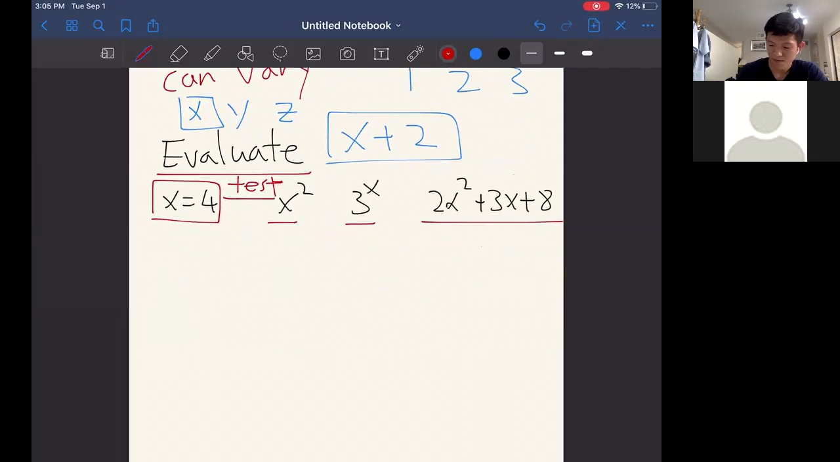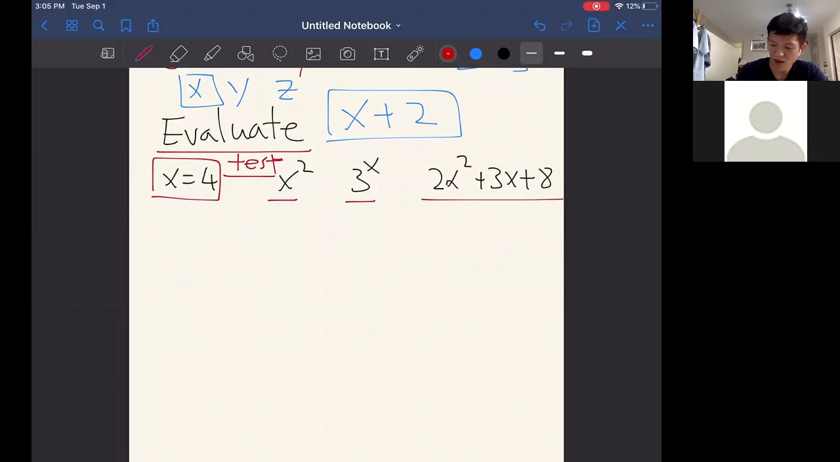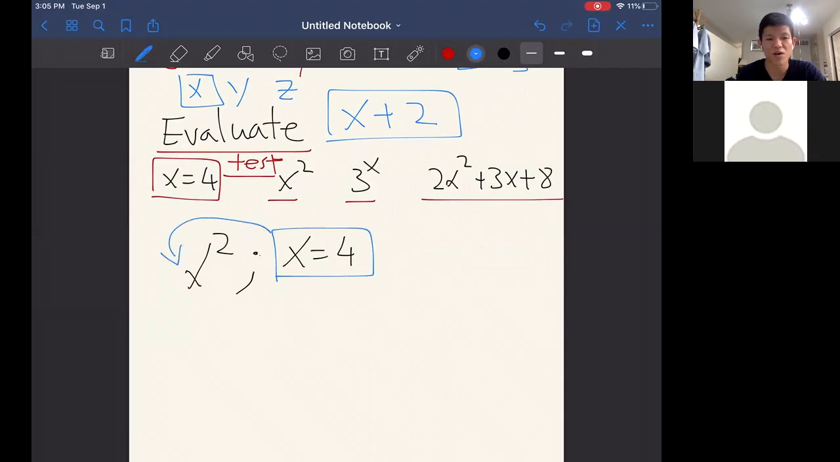So how do we do that? Well, here we have x squared, right? And then we have to test if x is equal to 4. Well, to do this, we simply need to plug this in to the spot where x is, okay? So we know x is equal to 4. So instead, we can write 4 squared, okay? Which is equal to 16, right? That is the answer for this question. Evaluate when x is equal to 4, x squared. Well, the answer is 16.